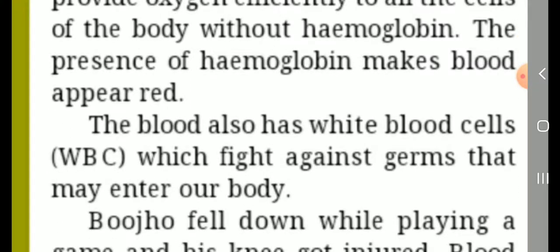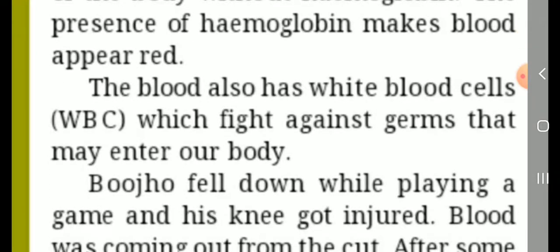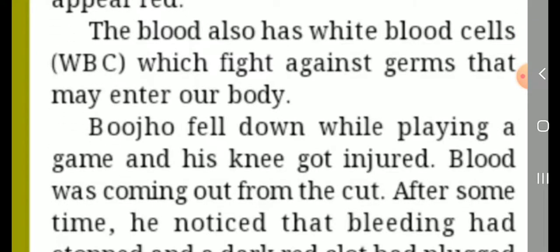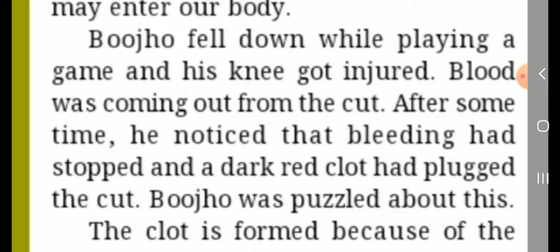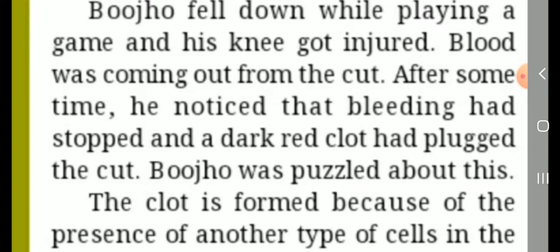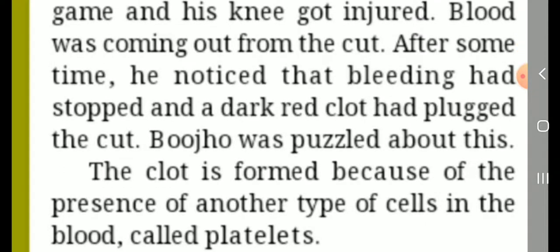The blood also has white blood cells which fight against germs that may enter our body. Listen, blood was coming out from a cut. After some time, he noticed that the bleeding had stopped and a dark red clot had formed on the cut. The clot is formed because of the presence of another type of cells in the blood called platelets.